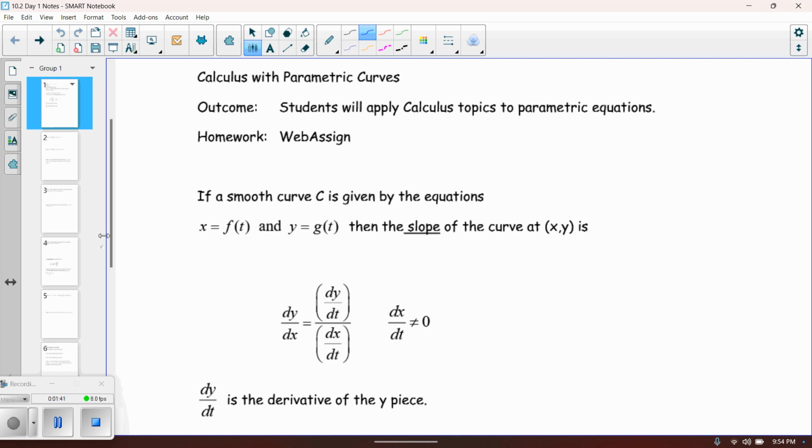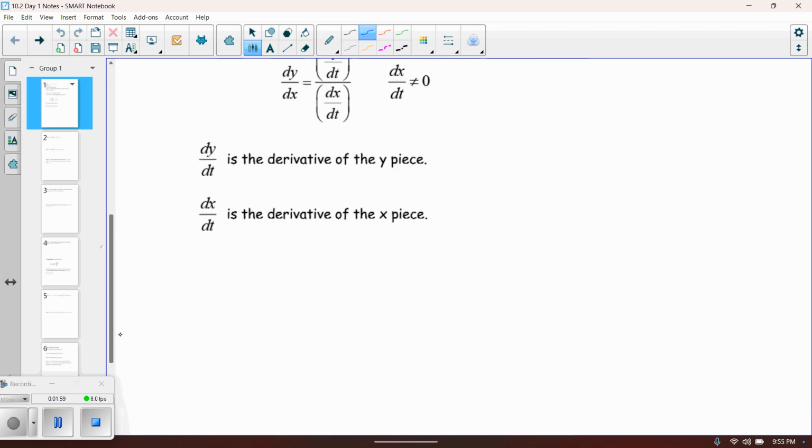Provided, of course, and it says it right there, that dx over dt does not equal 0, because if that is the case, you have an undefined slope. So it does not mean that you don't have a potential tangent there. It just means that it's vertical or an undefined slope. So dy over dt is the derivative of the y piece. dx over dt is the derivative of the x piece. Pretty straightforward, I think. At least I hope so. Hopefully that makes sense. It's still basically a change of y over a change of x.